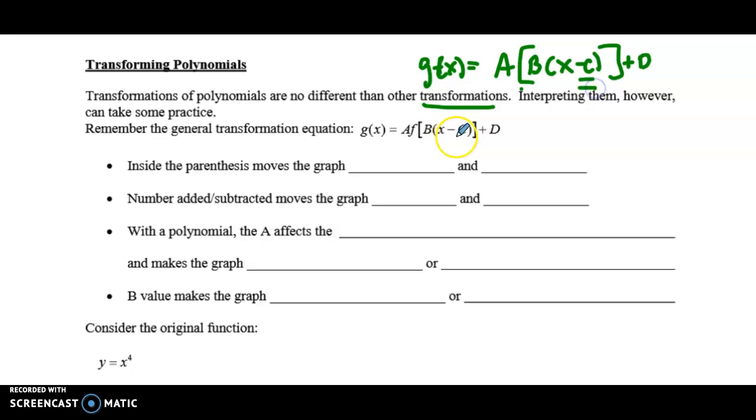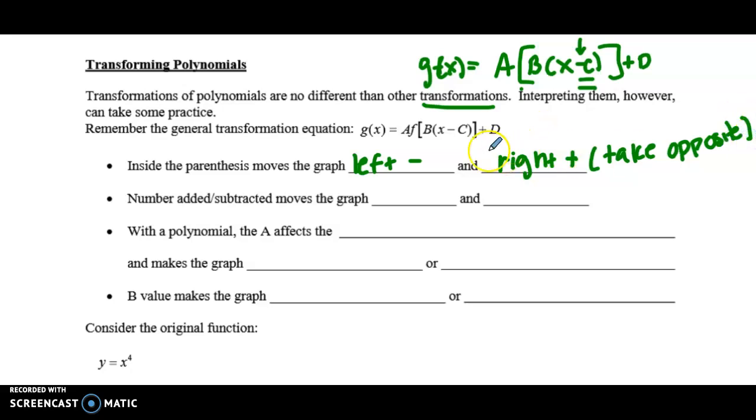Anytime you have something inside the parentheses, it moves the graph left and it moves the graph right. Now, remember, if your number is positive, it's right, and negative, it's left. But since you have this minus sign here, you must take the opposite. Remember, you're always going to take the opposite of what is next to x, okay? So take the opposite, and then if the opposite is left, it's negative. If the opposite is right, it's positive, okay?